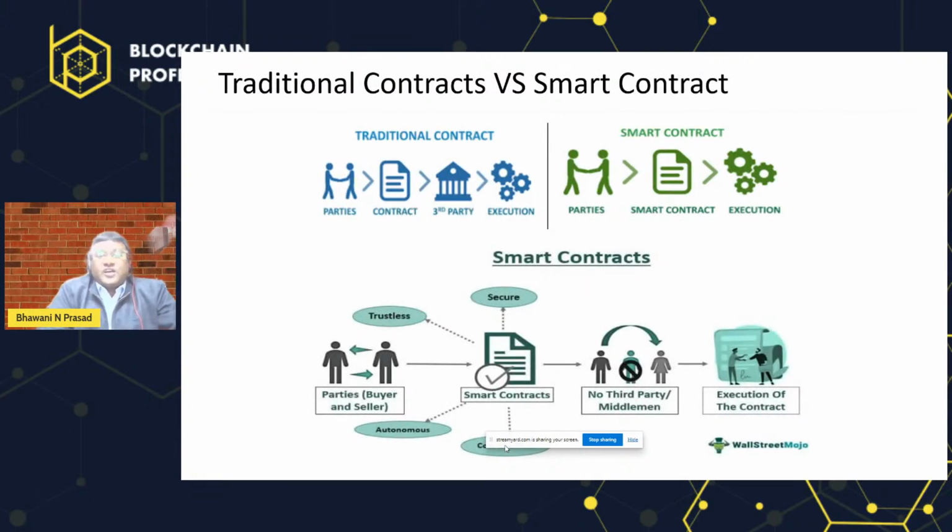Traditional contracts and smart contracts. Traditional contracts usually have parties and a physical contract paper, mostly paperwork, and a third party involved to execute the contract, with negotiations and follow-up. But a smart contract is self-executing between the parties, and there is no third party. So a smart contract is more secure, autonomous, has no third-party middleman, and is very trustworthy.